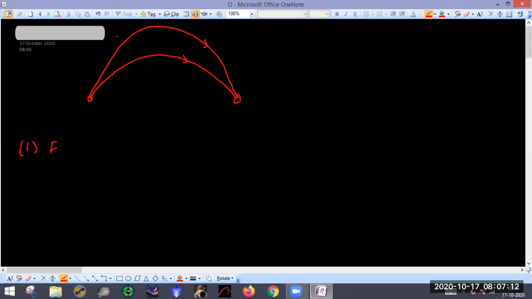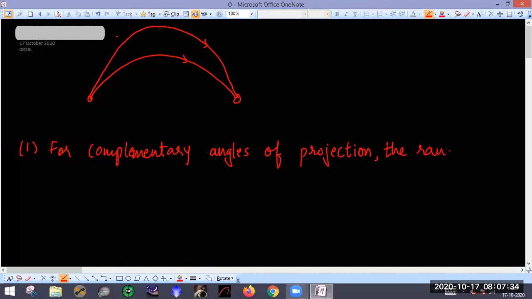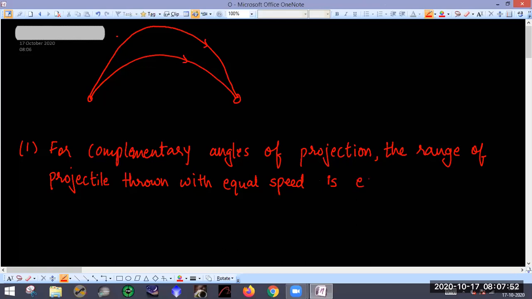First, for complementary angles of projection, the range of projectiles thrown with equal speed is equal. Okay.